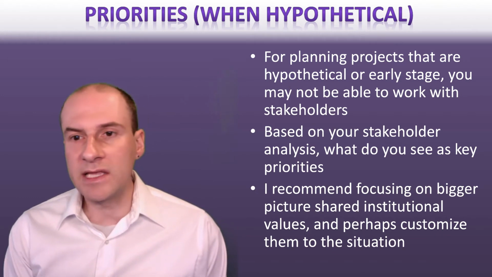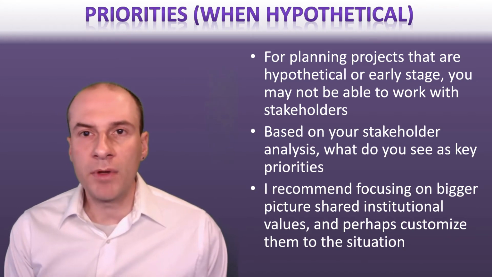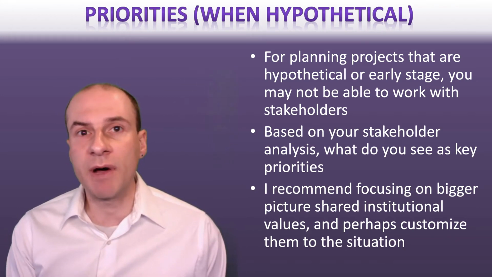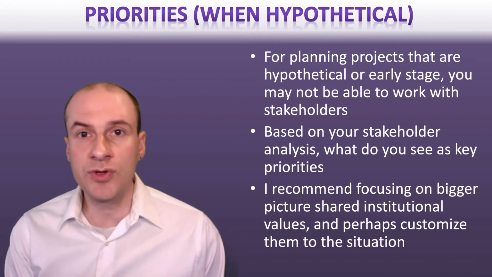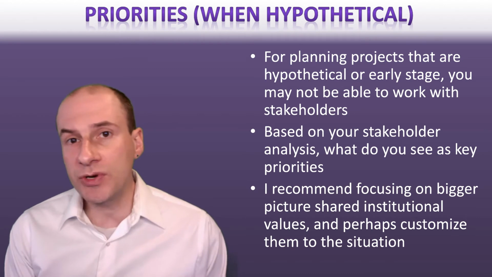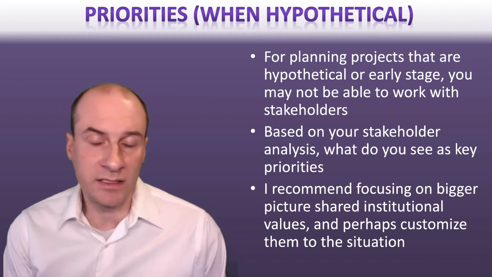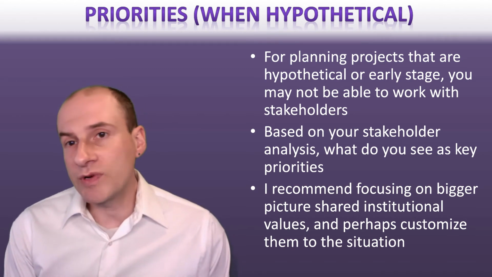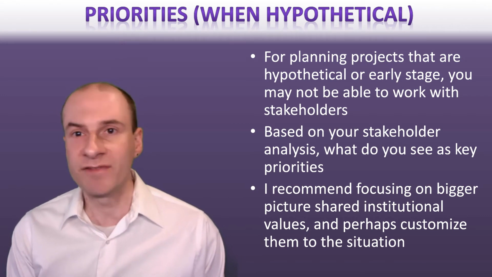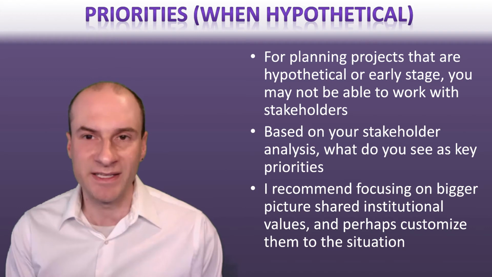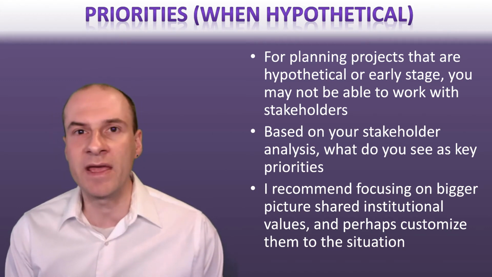So when you can't actually work with your stakeholders to set priorities, you can set priorities partially based upon your understanding of what your stakeholders would want. And you can do a stakeholder analysis, which is your assessment of what they need and would perceive. Now, there are risks to doing this. Obviously, you can't substitute your own opinions of somebody's opinions for their actual opinions, right?